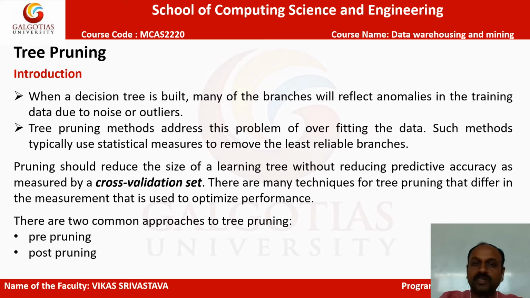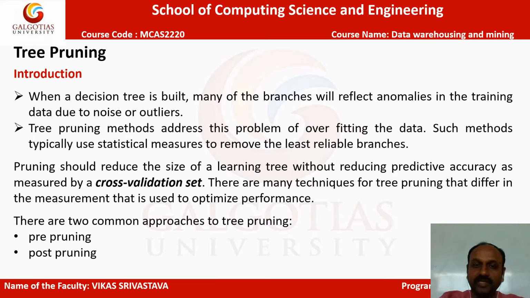Such methods typically use statistical measures to remove the least reliable branches. So we can say that there is a concept called overfitting and underfitting of data. We can see it in the next coming slide. We can also understand that pruning should reduce the size of the learning tree without reducing the predictive accuracy as measured by the cross validation sets.